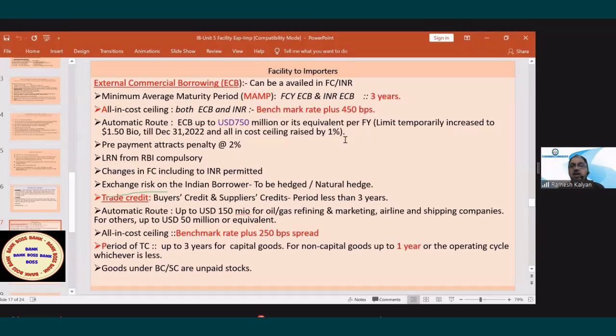It will be a good point that you have understood the changes that are brought by the Reserve Bank of India. Normally, they will be asking 750 million. This is the automatic route. Above that, approval route. Get RBI permission. And the prepayment attracts 2% penalty. LRN, because whenever we apply, it can be availed. The customer can avail only through an authorized dealer.